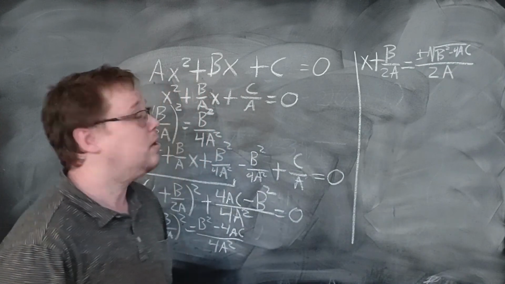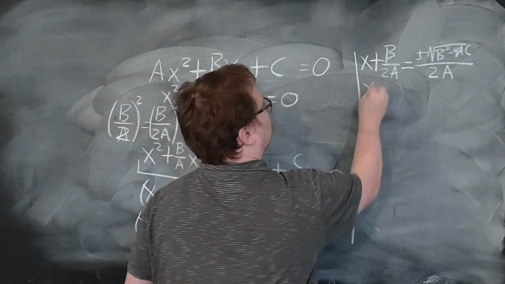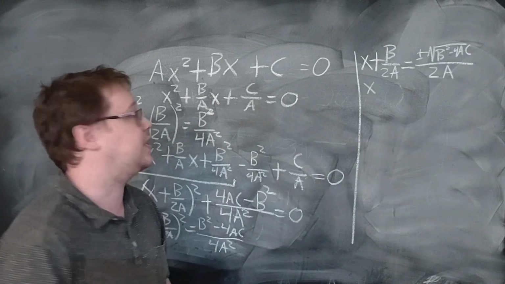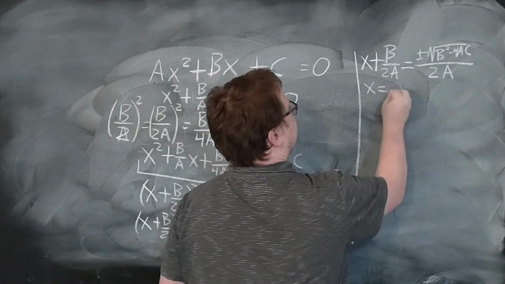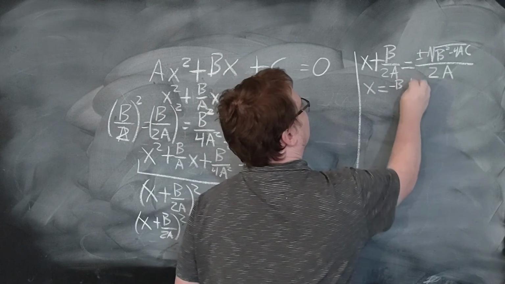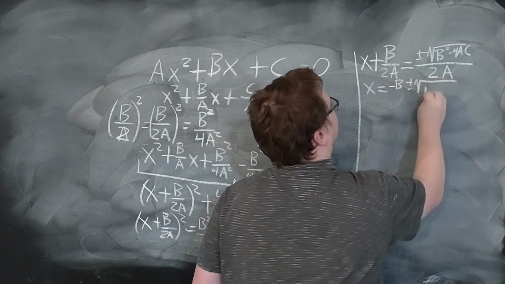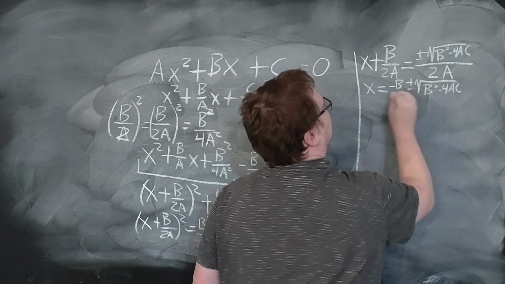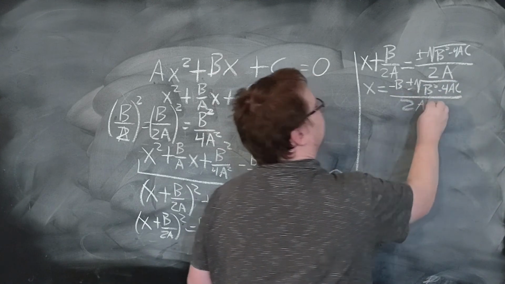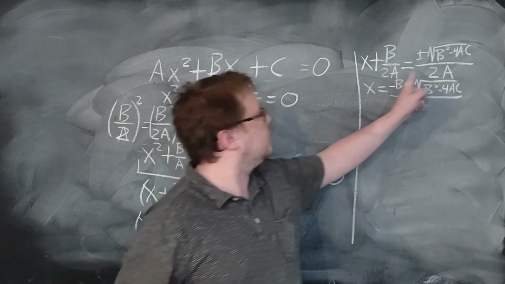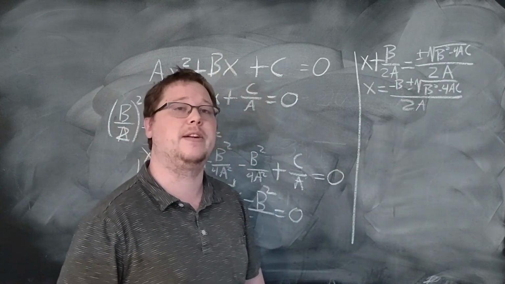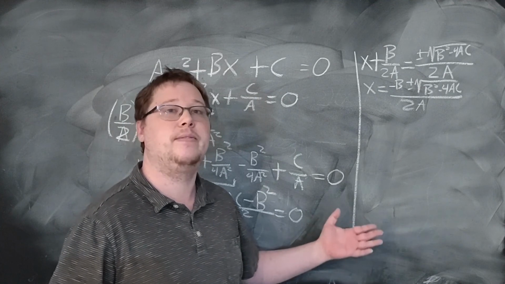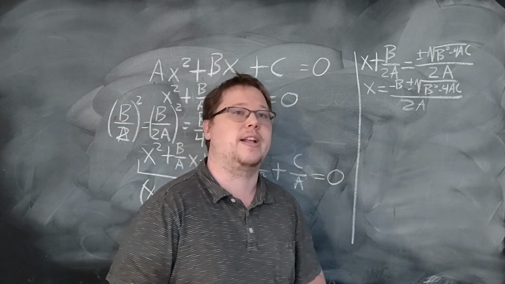And so now, all we have to do is subtract b over 2a from both sides to get x equals negative b plus or minus the square root of b squared minus 4ac all over 2a. We can just combine those fractions since the denominator is the same. And there you have it. We have derived the quadratic formula.